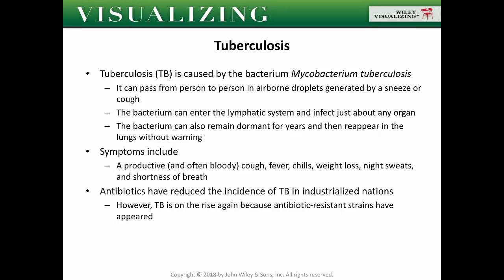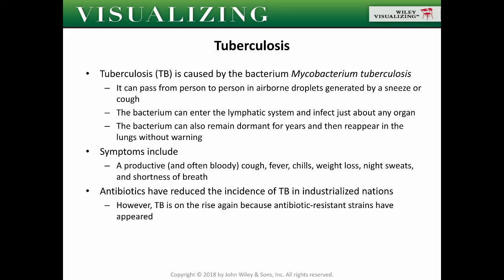The problem with Mycobacterium tuberculosis is that it can remain dormant for years and then just reappear in the lungs without warning. So the symptoms are a productive cough, that means you have phlegm, and often a bloody cough. The blood is because of the damage already done in the lungs.